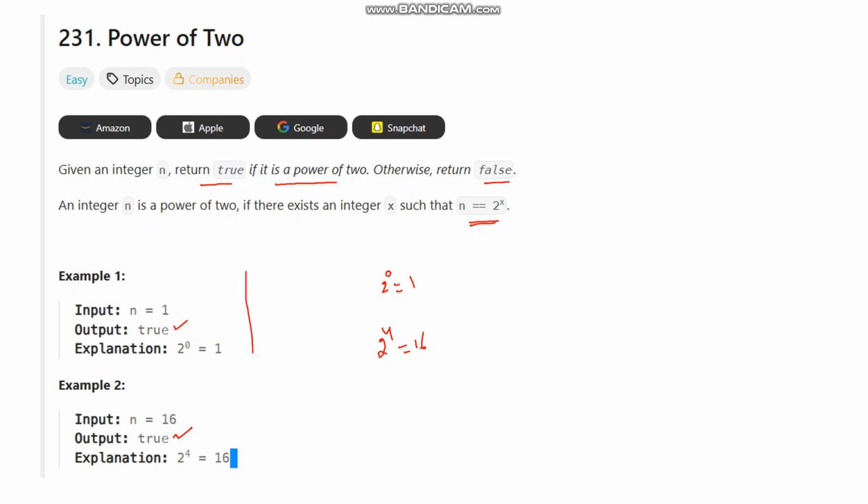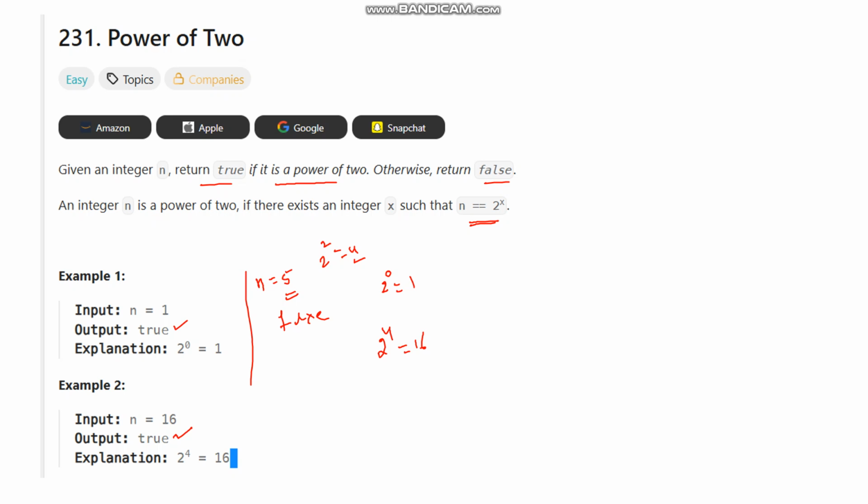For example, if I give the n value as 5, is it possible to convert this value into a power of 2? It is not possible. Why? Because we have 2 power 2, the value is 4, but there is no 5 here. For this one, the answer is false.